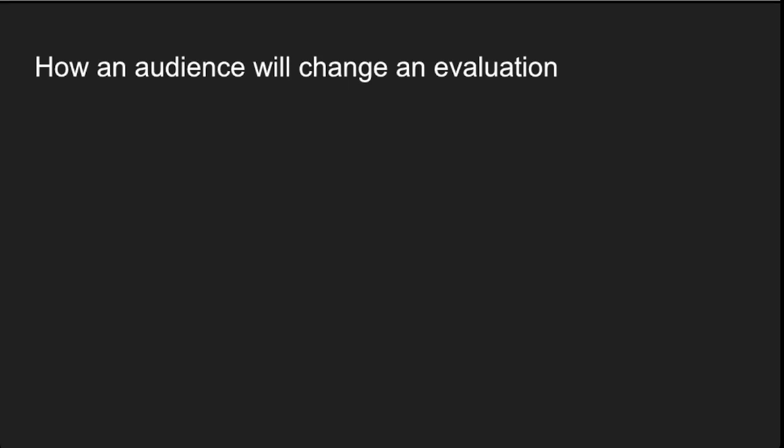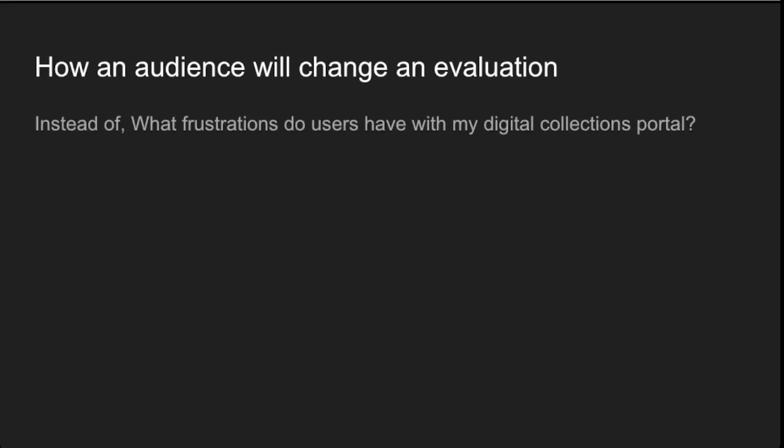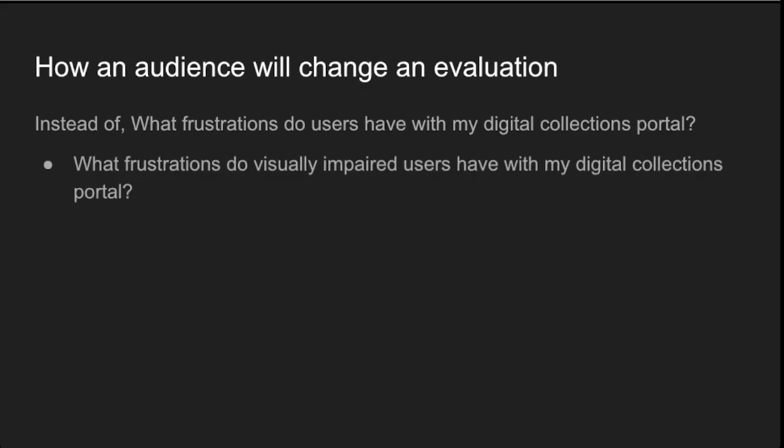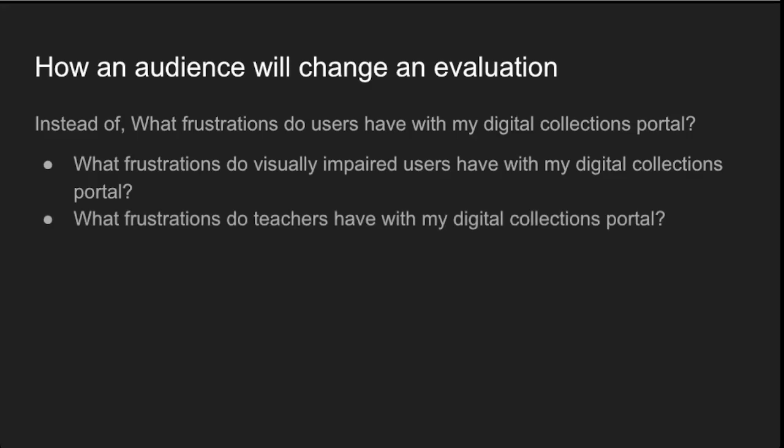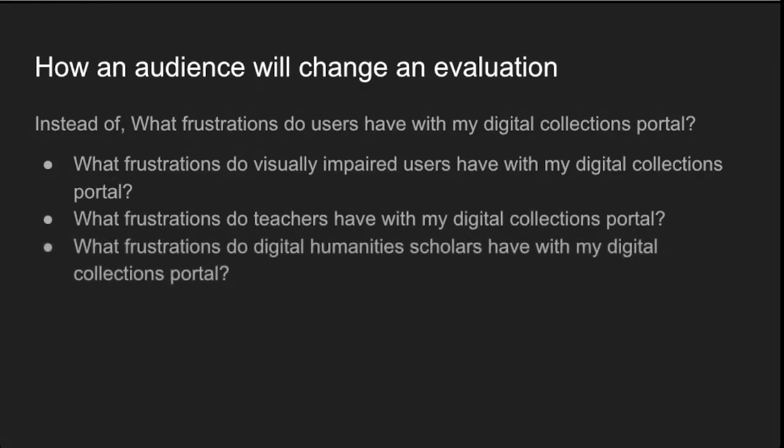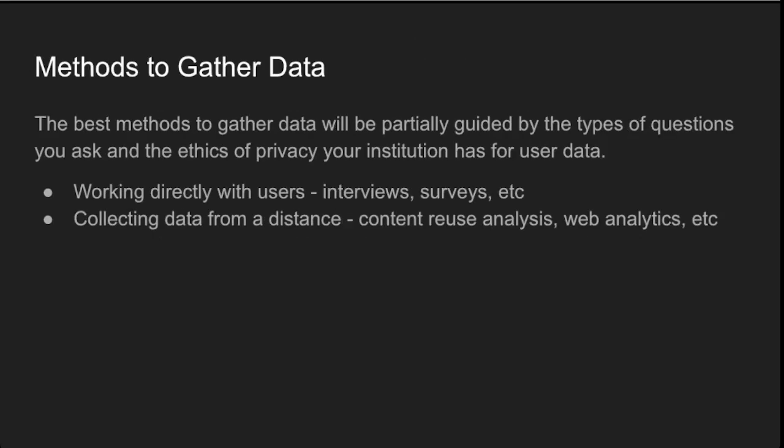And just to give some examples of how that audience can change your evaluation, instead of asking what frustrations do users have, you can start putting in specific user groups. What frustrations do visually impaired users have? What frustrations do people of color have? What frustrations do students have when accessing my digital collections portal? All of these things will have different kinds of answers that really change the outcomes of the evaluation that you perform. All right, so that's our general kind of metrics that we want to be framing around.